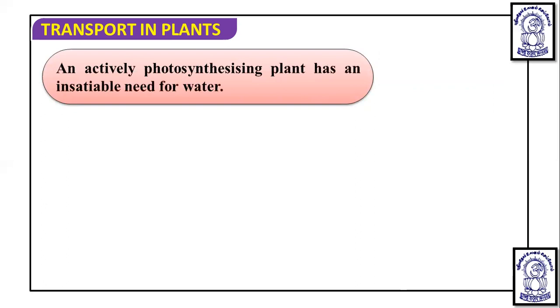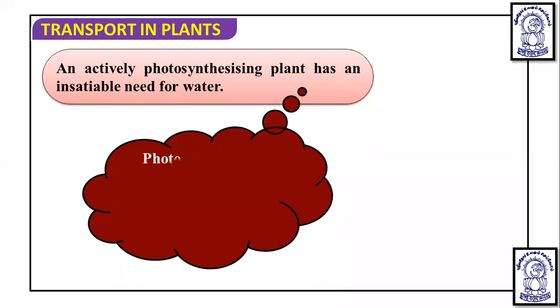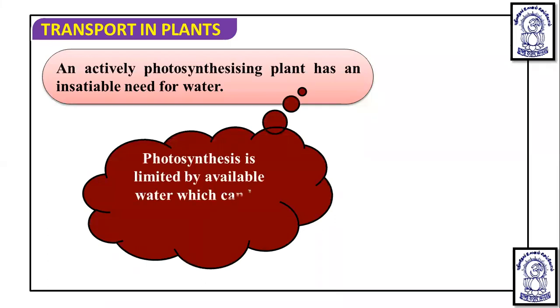So when we talk about it, an actively photosynthesizing plant has an insatiable need of water, because they need water continuously for their photosynthesis. Photosynthesis is limited by the availability of water, which can be swiftly depleted by transpiration. So if photosynthesis needs to occur, it is limited by the availability of water, and water will be limited or depleted if transpiration does not occur. So for photosynthesis to occur, transpiration has to occur.